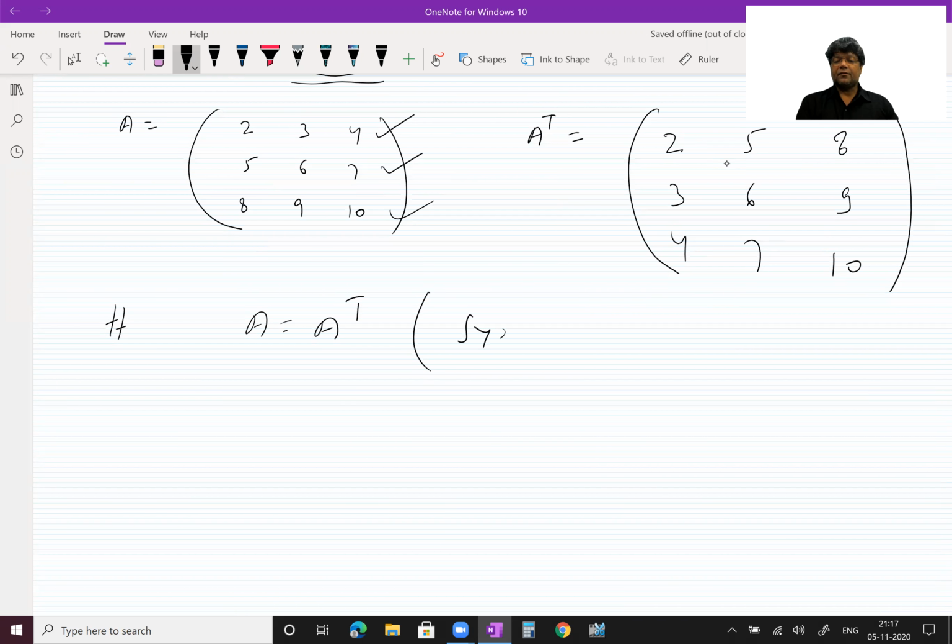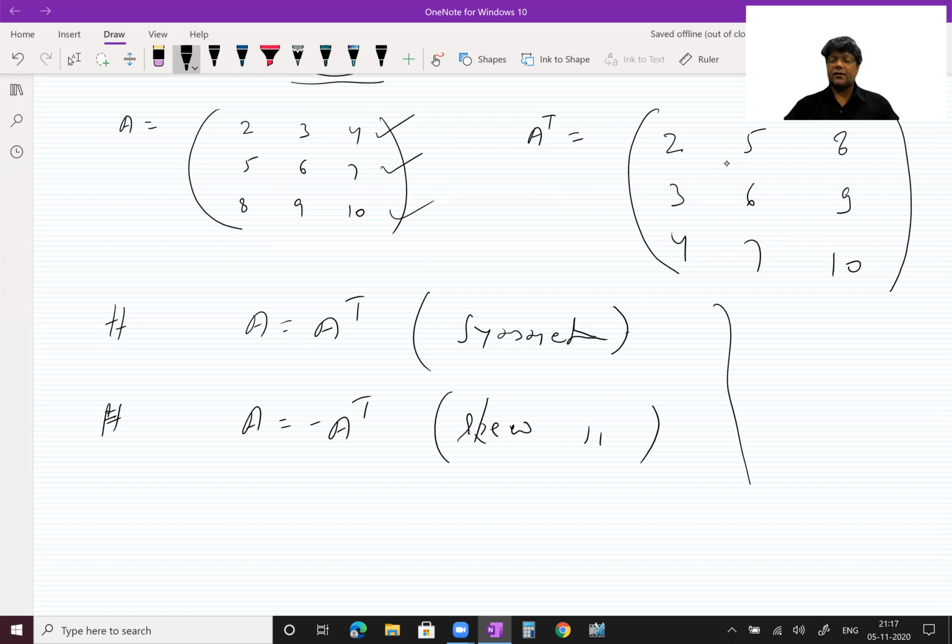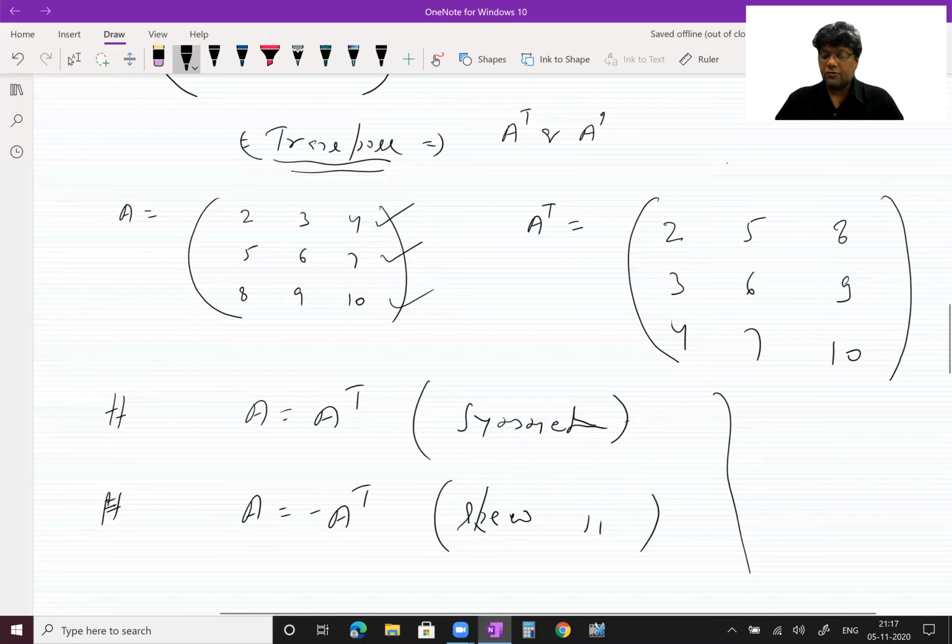And if a matrix A is equal to minus A transpose, then it is called skew symmetric. These definitions you know already, you have done in class video, not going to discuss in detail.